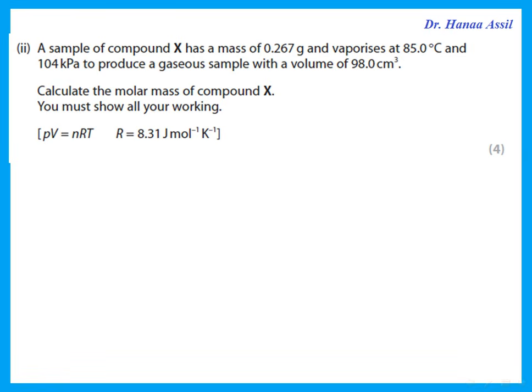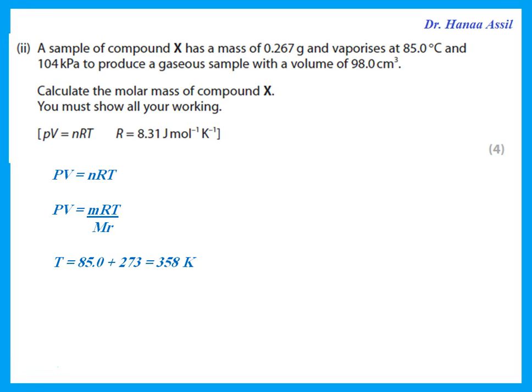Then he says a sample of compound X has this mass, vaporizes at this temperature, has this pressure, and produces a gaseous sample with a volume of this. Calculate the molar mass. So if you have this kind of information, you're supposed to use the ideal gas law. Now he's asking for the MR. I can put that into the equation because PV is equal to nRT. Well, I know that n, number of moles, is mass over molecular mass. Rearranging the equation, then the molecular mass can be obtained.